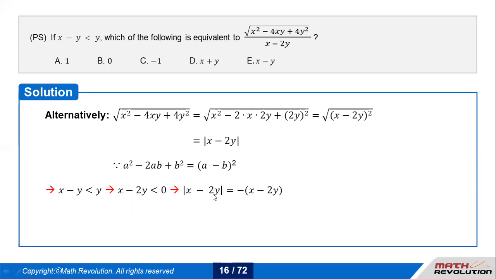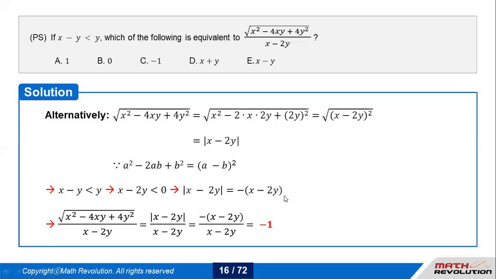Now mod of x minus 2y will give me the value minus of x minus 2y. Why is that so? Because if you see the expression x minus y is less than y, if we subtract y from both sides, it becomes x minus 2y is less than 0, which indicates that x minus 2y is negative. So mod of x minus 2y will give me the negative of x minus 2y. So my numerator is ready, which is minus of x minus 2y divided by the same factor x minus 2y, which will give me -1.